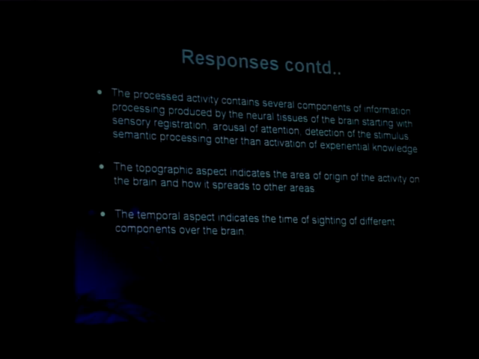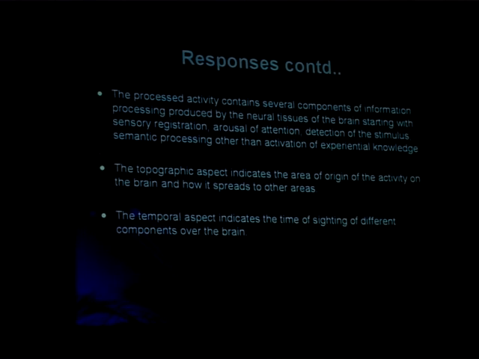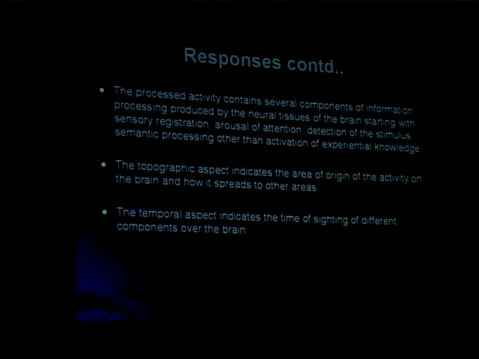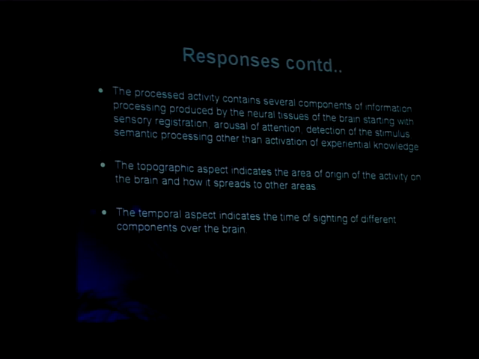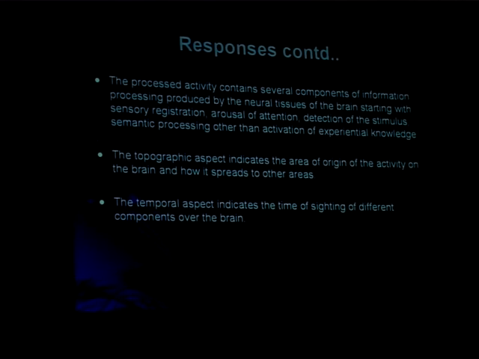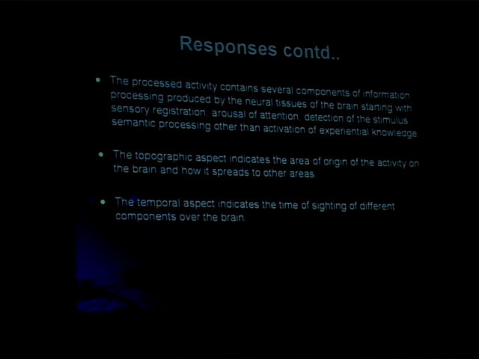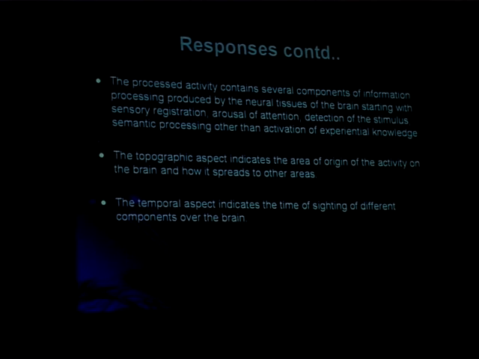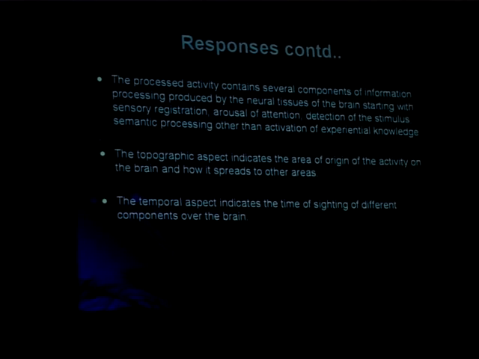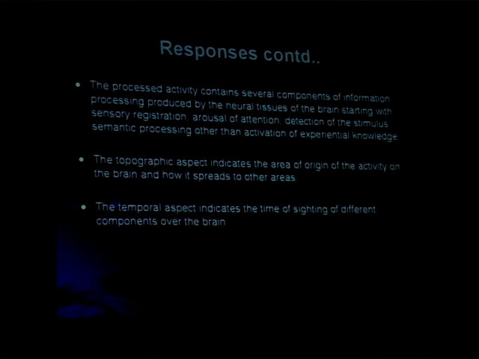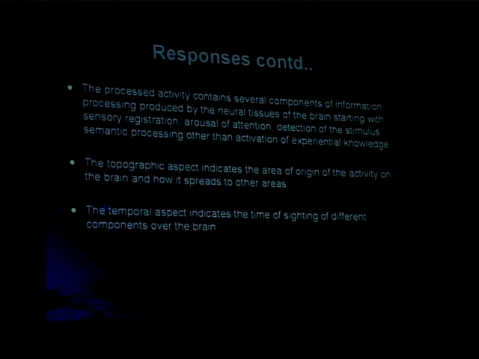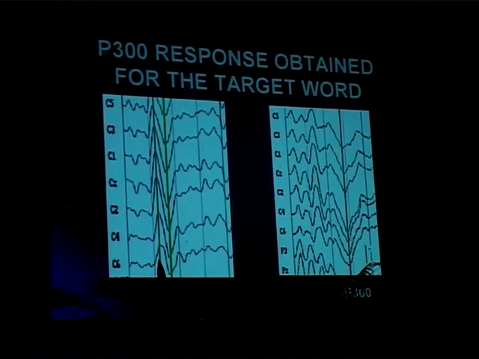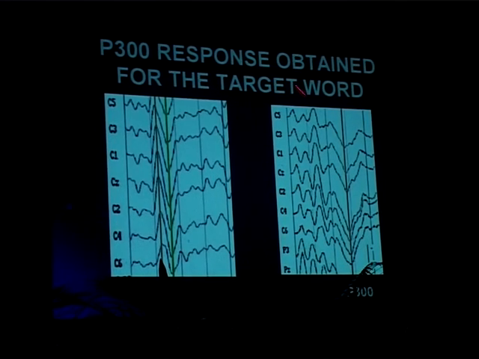The processed activity in the response usually contains information like sensory registration, arousal of attention, detection of the stimulus, and then the activation of the experiential knowledge. The topographic aspect indicates the origin of the activity in the brain, which part the activity first generates and how it spreads to other areas of the brain. The temporal aspect indicates at what time the activity is generated, how it spreads, and at what times the other areas of the brain start activating. This is how the P300 response is usually generated.